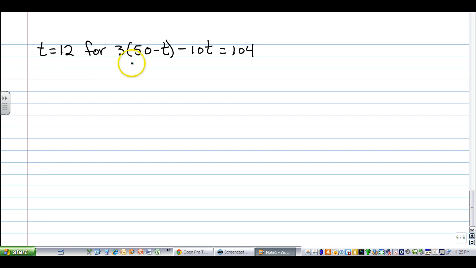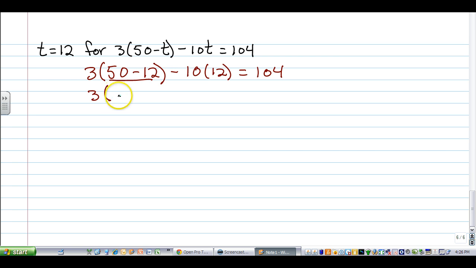So the first thing you should have done is plugged in the t, 12, for wherever there is a t. So 3 times 50 minus 12 minus 10 times 12. Does that equal 104? Now we're going to follow our PEMDAS. We're going to do what's in parentheses first. So 3 times 50 minus 12, which is 38, minus 10 times 12, which is 120. Does that equal 104? Well, we're still working it.